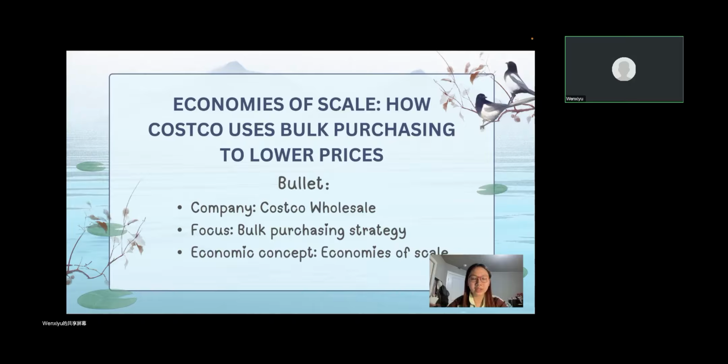I chose this concept because Costco is a strong real-world example of a company that benefits from operating at a very large scale. Costco sells large quantities of goods, buys in bulk, and keeps prices relatively low. Economies of scale help explain how and why Costco can do that.